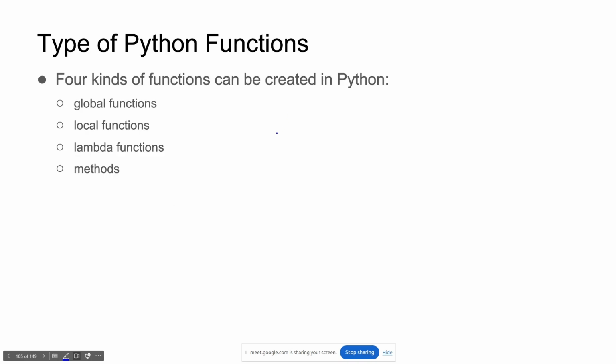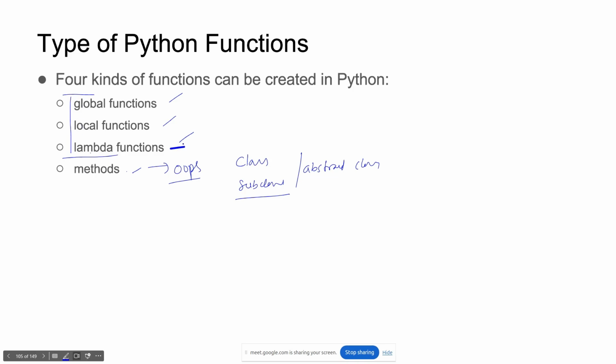There are various types of functions like global function, local function, lambda function, and methods. Methods and other functions are the same. Methods we will use in OOPS when we learn object-oriented programming, when we create a class, a subclass, and an abstract class. In those we will use these methods. Right now we need to learn these three: global, local, and lambda function.